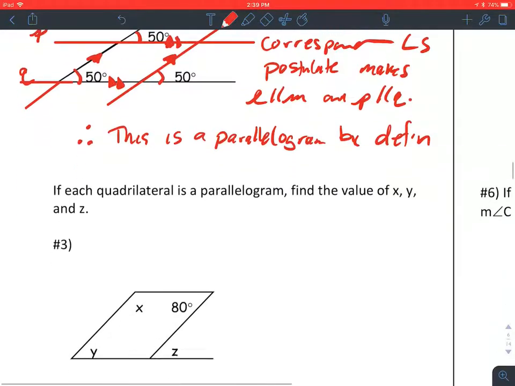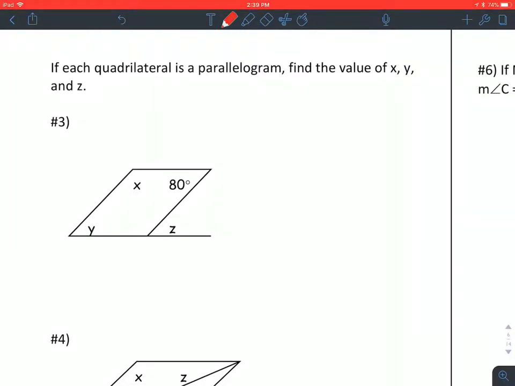All right, moving forward. If each quadrilateral is a parallelogram, find the value of x, y, and z. So it's telling us this is a parallelogram. That means opposite sides are parallel. We can put that into our picture. Well, some of these don't require any work. For example, 80 degrees and y, those are opposite angles in a parallelogram. They have to be congruent. Therefore, y is 80 with no work.